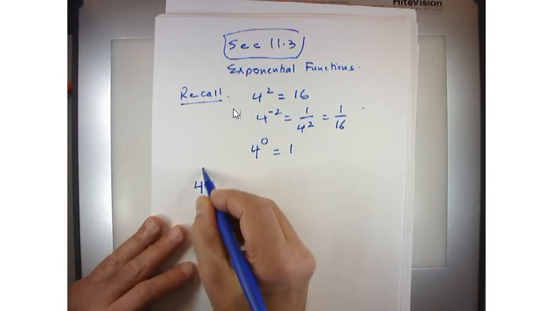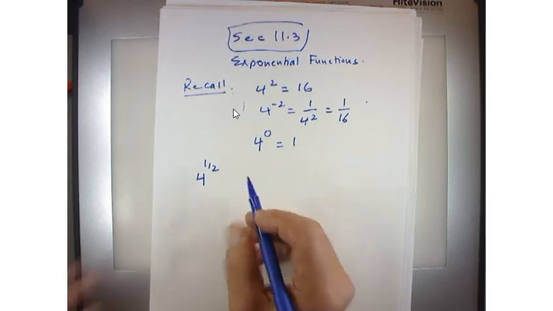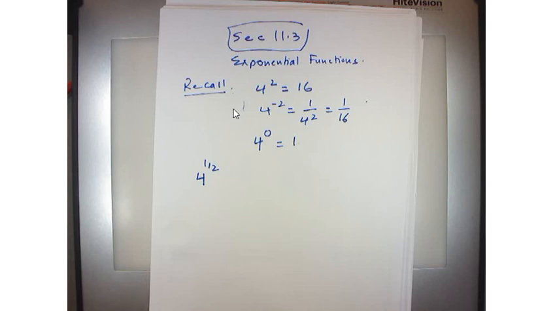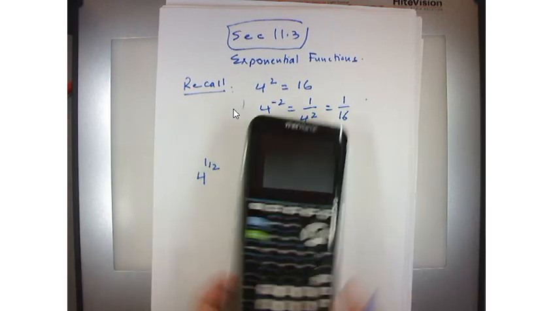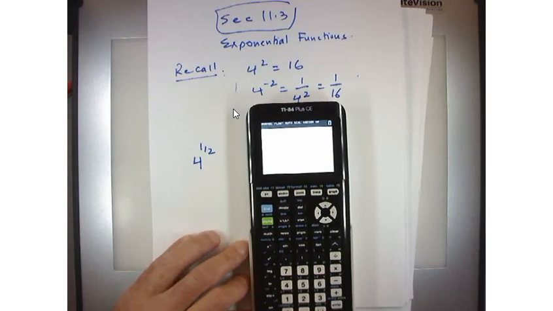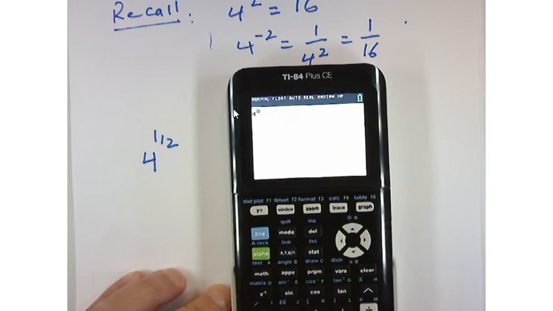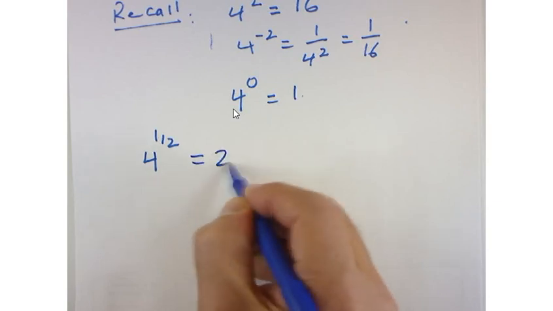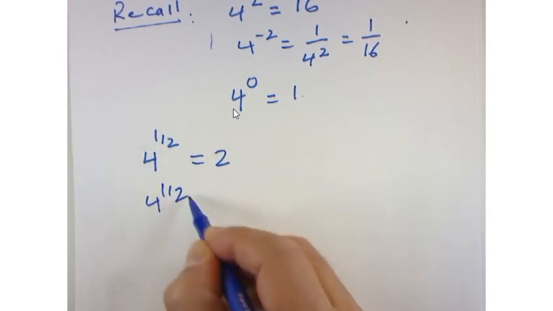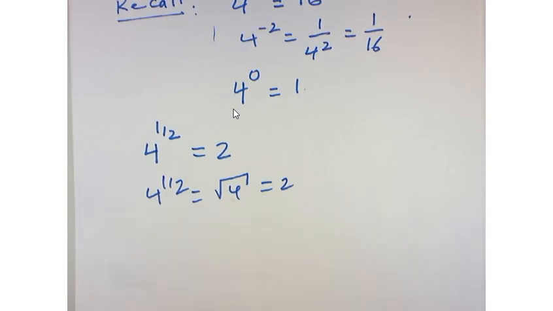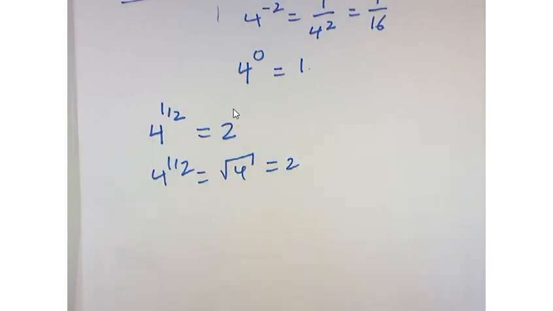Now if we want to do fractional exponents, 4 to the 1 half, if we put that into our calculators, let me grab mine. So you can see that 4 to the power 1 half is 2. So this suggests that 4 to the 1 half is the square root of 4, which is 2. Now let's try if that's something we could rely on.